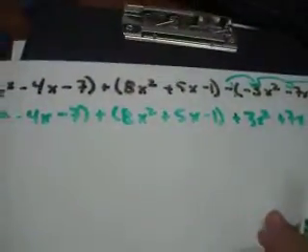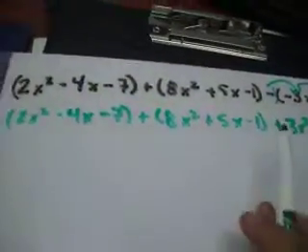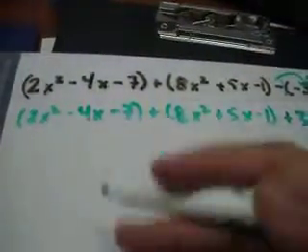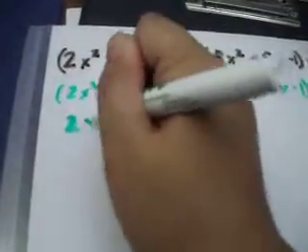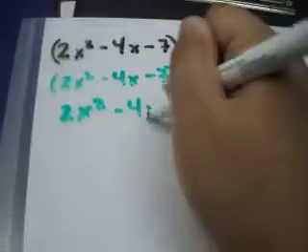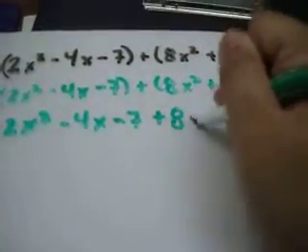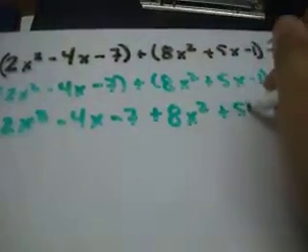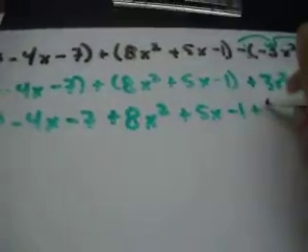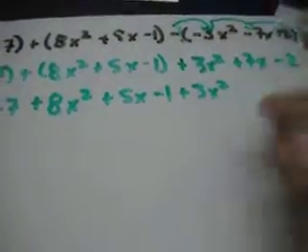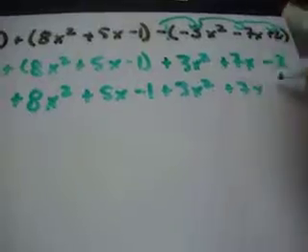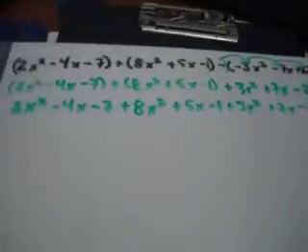So the second step is, if there are no more negatives outside the parentheses, drop your parentheses. So just drop it. So it's just going to be 2x squared. I'm just rewriting everything without these parentheses because there's no negatives to distribute. Okay, there you go. So now we have to combine like terms.